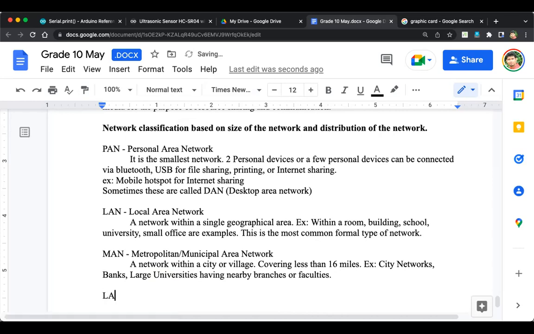So the next large one is called WAN, wide area network.